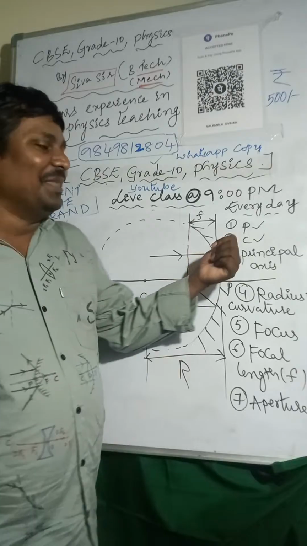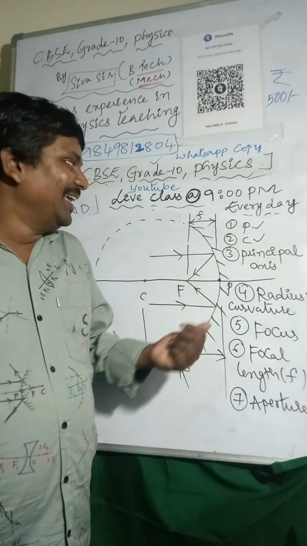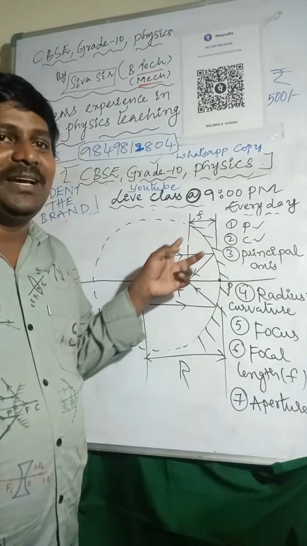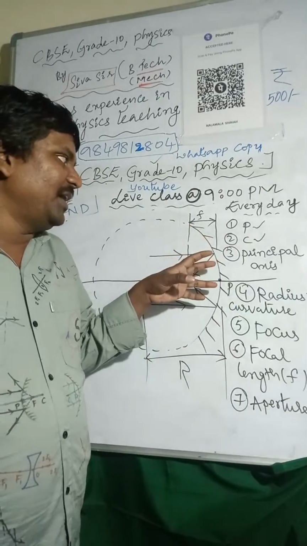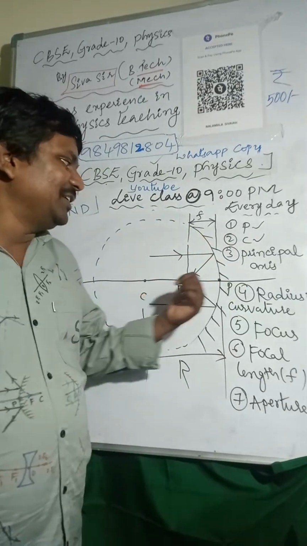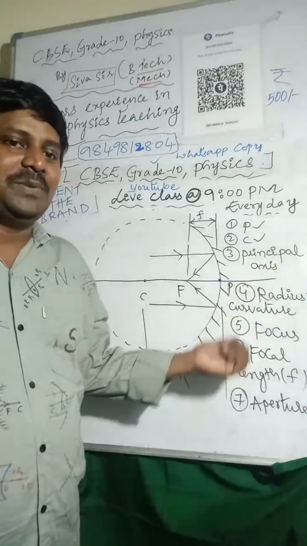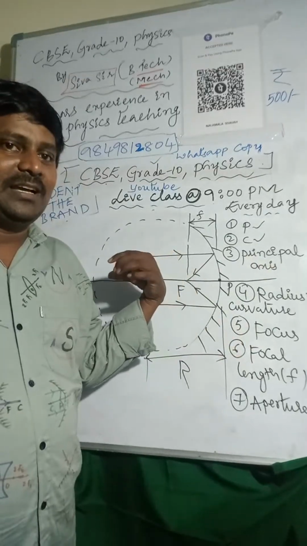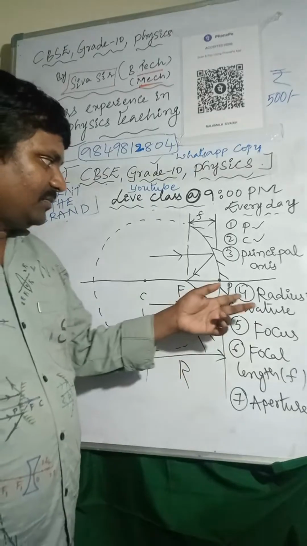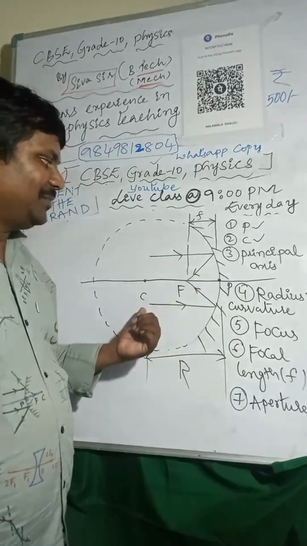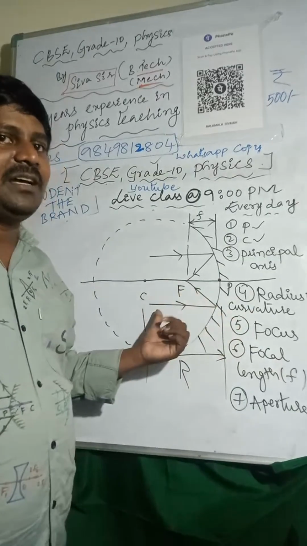So here, the midpoint of the mirror is called pole, and the center of the imaginary sphere in which the mirror is a part. The line joining the center of curvature and pole is called principal axis. And radius of curvature is the distance between the center of curvature and pole.